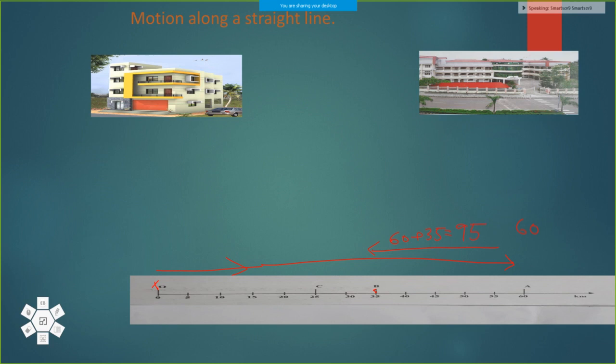But what about the displacement? So initial position and final position. The difference between initial and final position is only 35. So 35 is the displacement. And if it moves from B and comes back to the origin, what happens? The distance again increases. 60 plus 35 plus this distance, that is 60 plus 60, 120 kilometers is the distance. And what about the displacement? Displacement becomes 0. You know that initial and final point coincide, right?